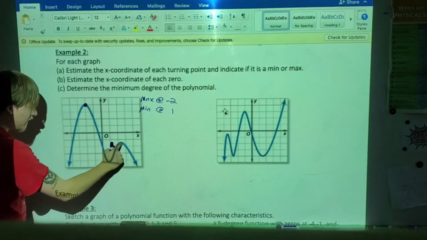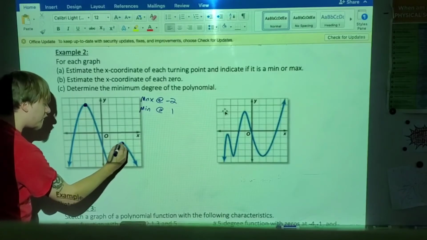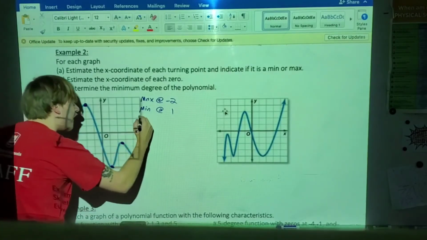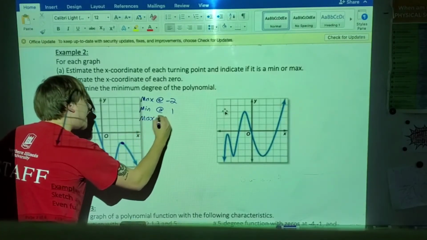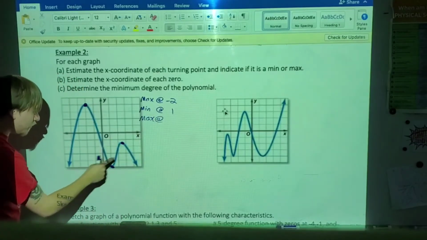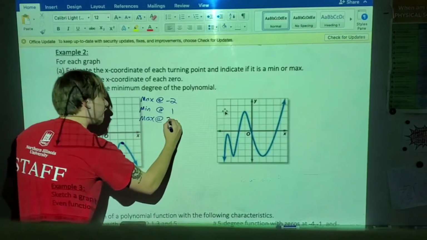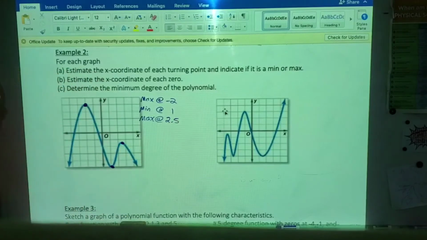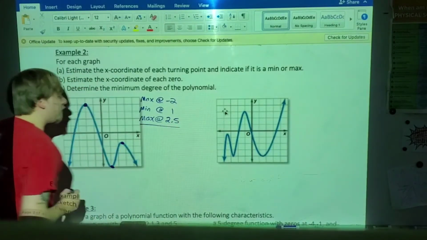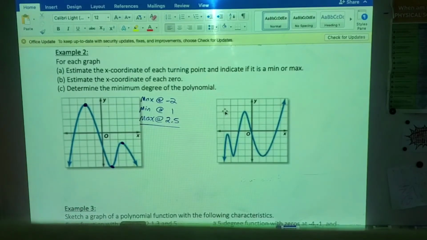And then we keep going. And then lastly, here's the last place where we turn around. And it's a high point. So that makes it a max at 1, 2, about 2.5. We don't have to be perfect here. 2.5 is good enough. So we are estimating here. Some of them are not going to be on a line exactly. You just take the best guess at it that you can, and as long as you're within a couple 0.1 or 0.2, that's just fine.